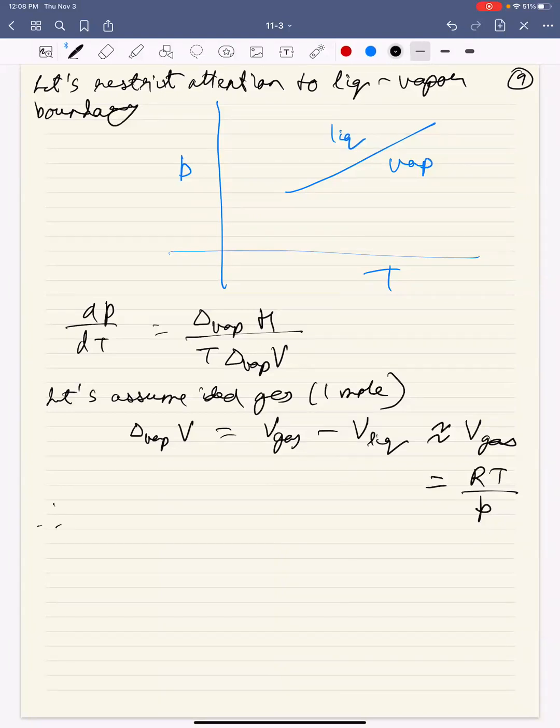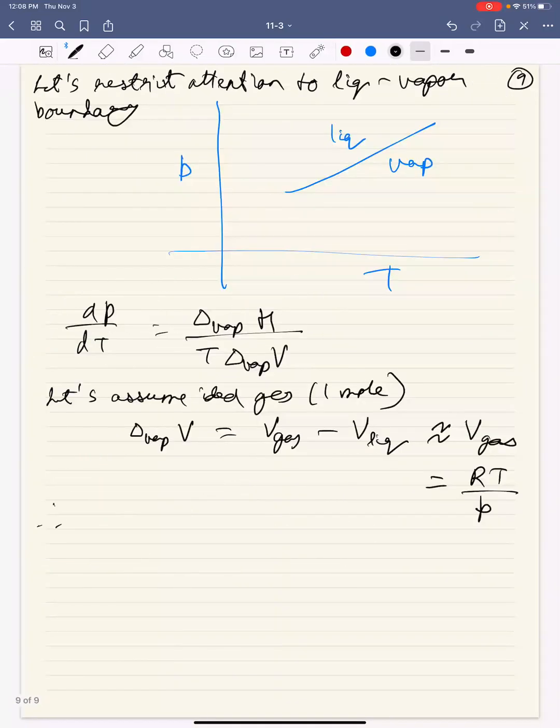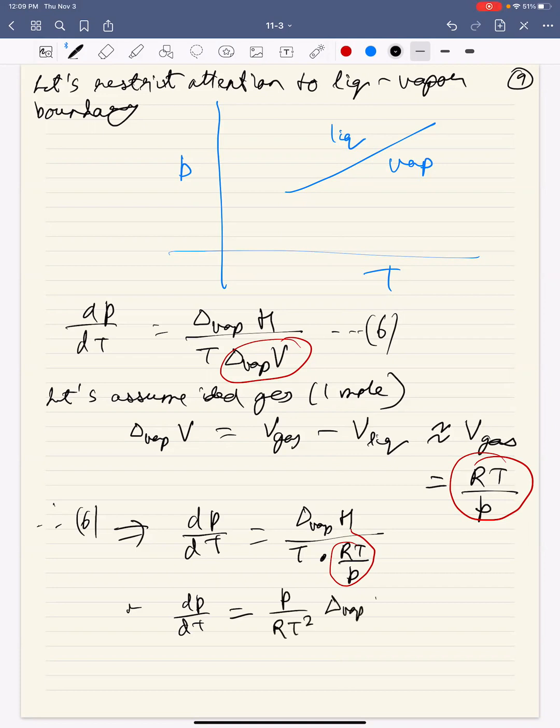So therefore, what is the number of this equation? I don't know, 6 or something. This is equation 6. So 6 implies dP by dT is equal to delta vaporization H divided by T, multiplied by RT by P, right? Because this delta vaporization V, I'm replacing by RT by P. So I put that RT by P over here. Or dP by dT is equal to P by RT square delta vaporization H.